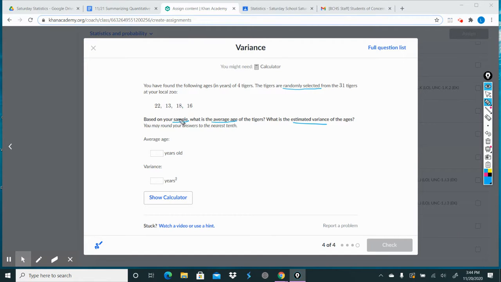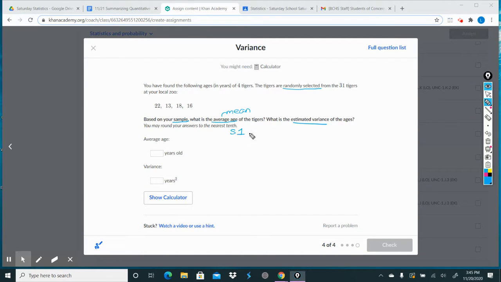So sample means I'm only taking a little portion of the tigers out of the 31 tigers. If I was talking about population, I would be taking all 31 tigers. So I will show you the difference for the population and for our sample variance here for today. But I will also show you how to calculate the population variance because you'll need that also. Now, the average, first off, is finding the mean, and that happens to be our first step anyway in finding our variance.